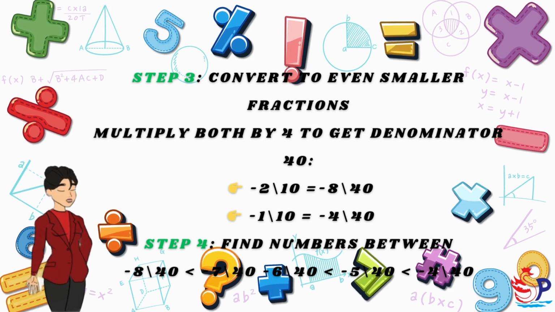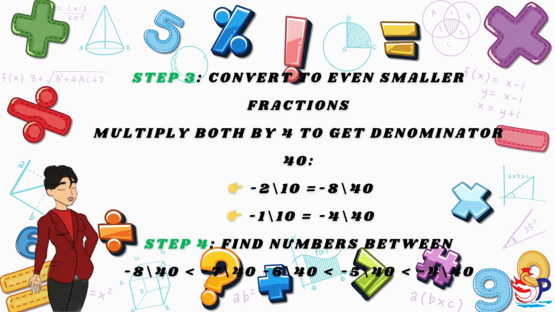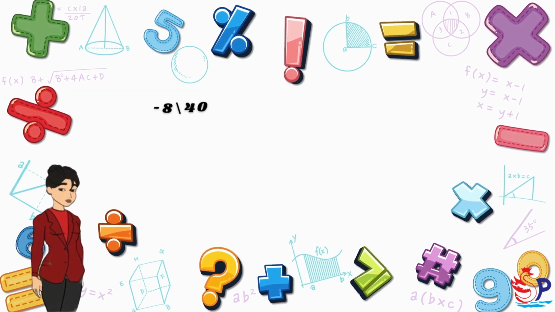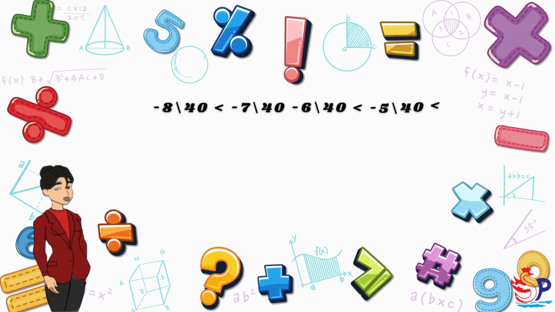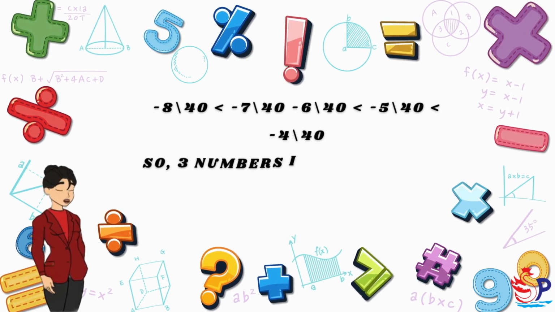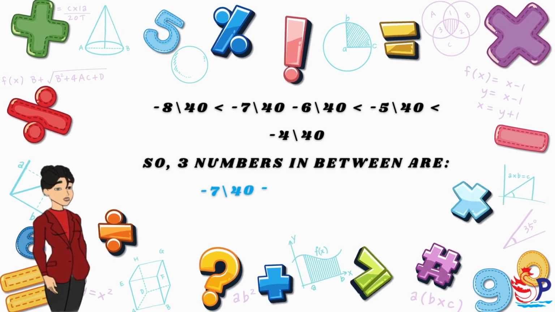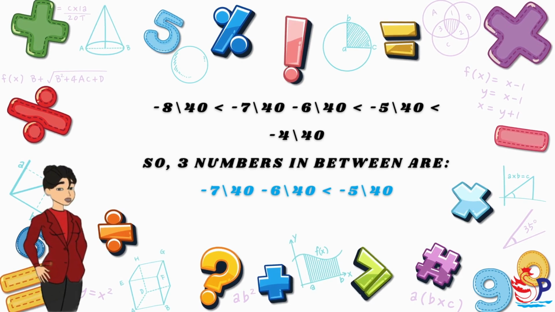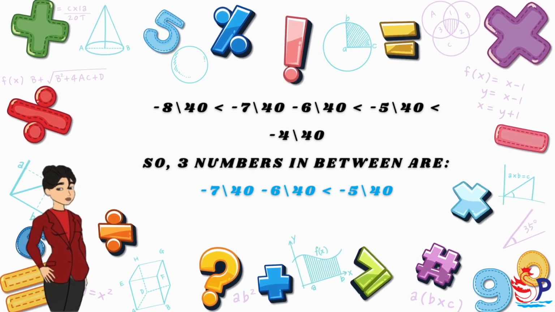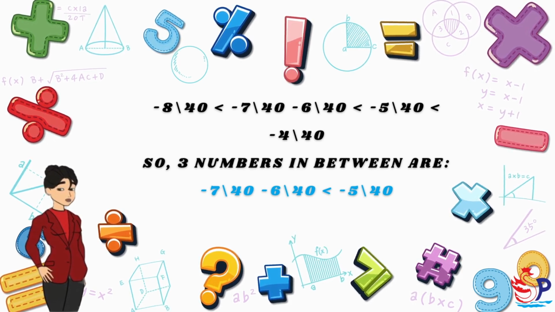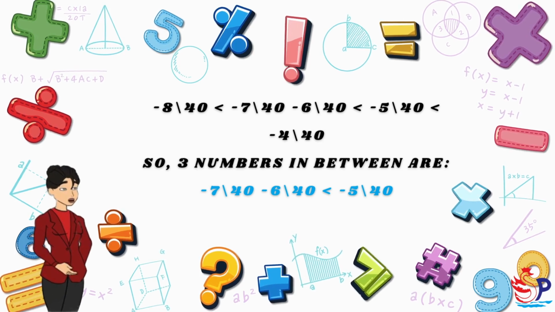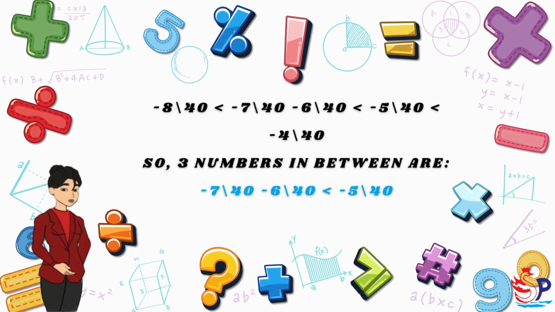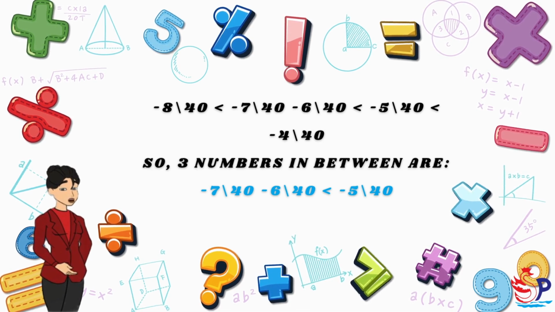Step 4. Find numbers between. Minus 8 by 40 is less than minus 7 by 40, less than minus 6 by 40, less than minus 5 by 40, less than minus 4 by 40. So, three numbers in between are minus 7 by 40, minus 6 by 40, and minus 5 by 40.